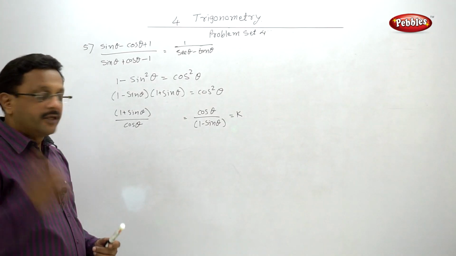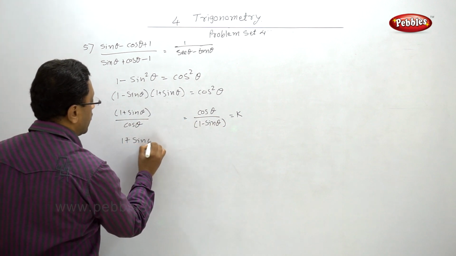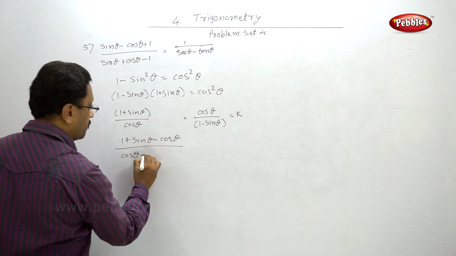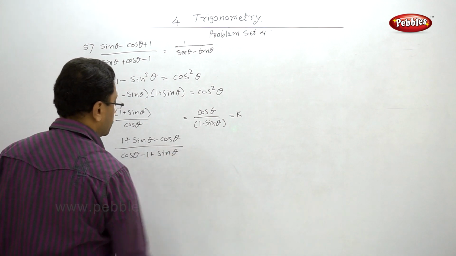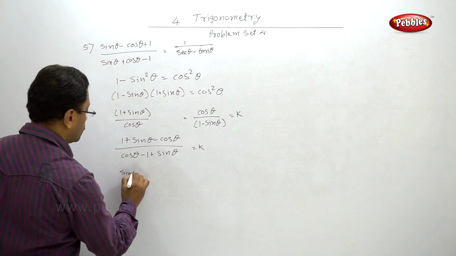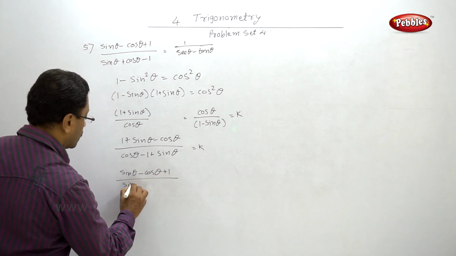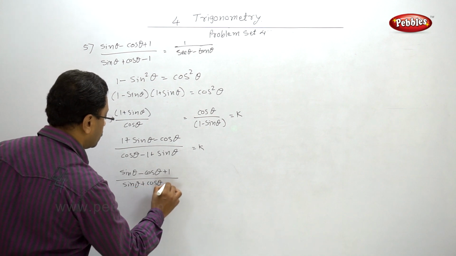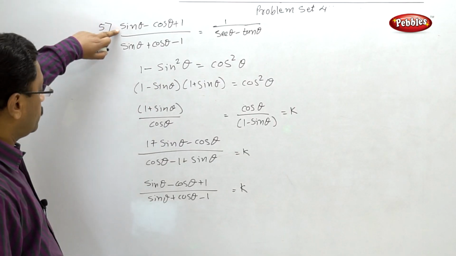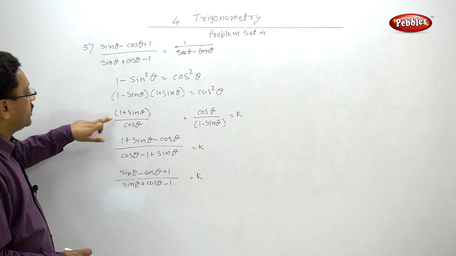So now by the theorem on equal ratios I will subtract. So 1 plus sin theta minus cos theta and cos theta minus 1 plus sin theta equal to k. I will just rearrange the terms. So I have sin theta minus cos theta plus 1 upon sin theta plus cos theta minus 1 is equal to k. Now I will take my left hand side. Can you see this? This is same as this. So now my left hand side is this, equal to k.